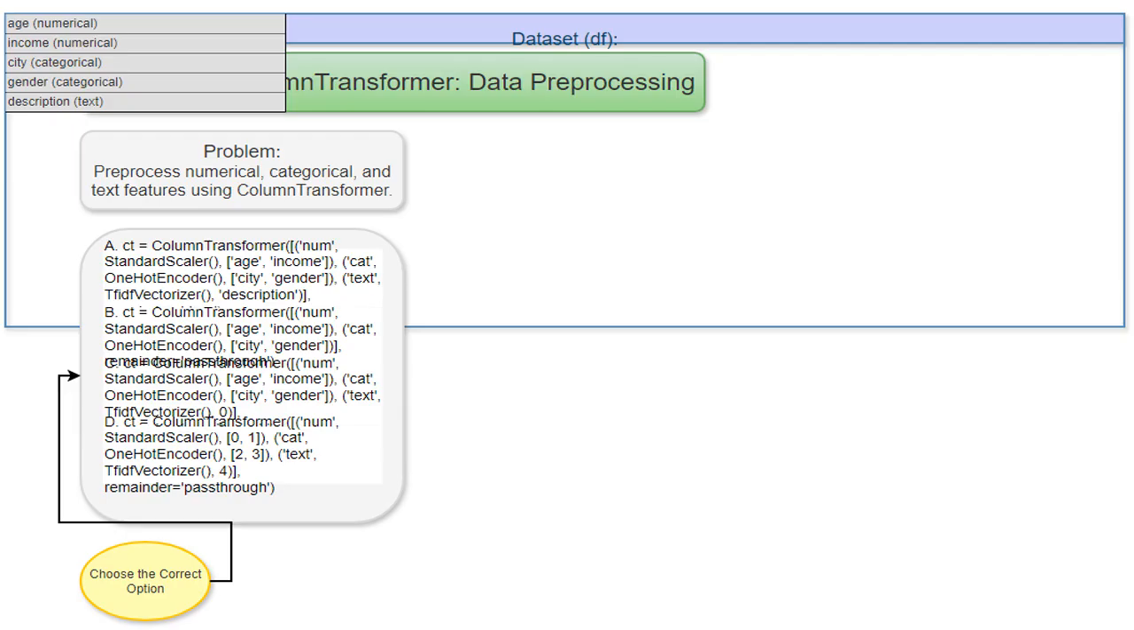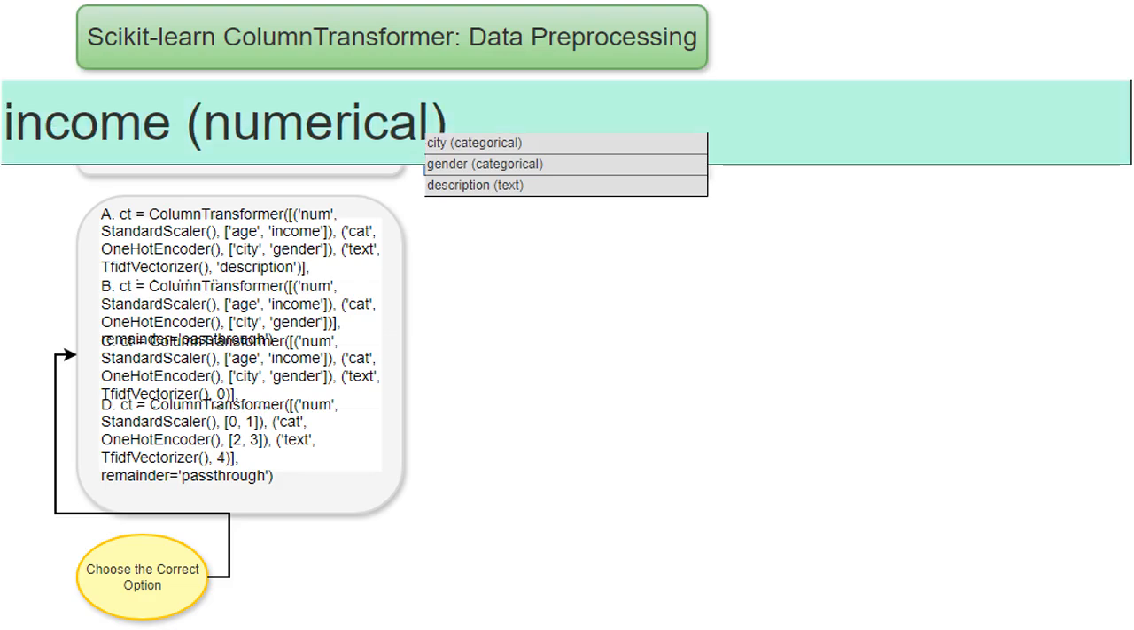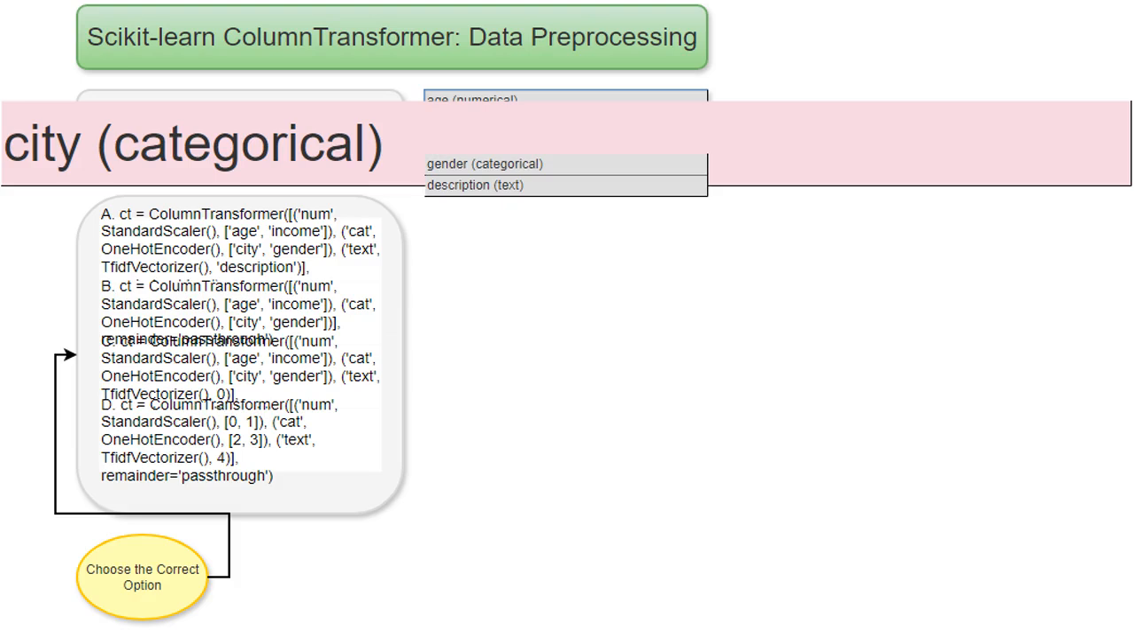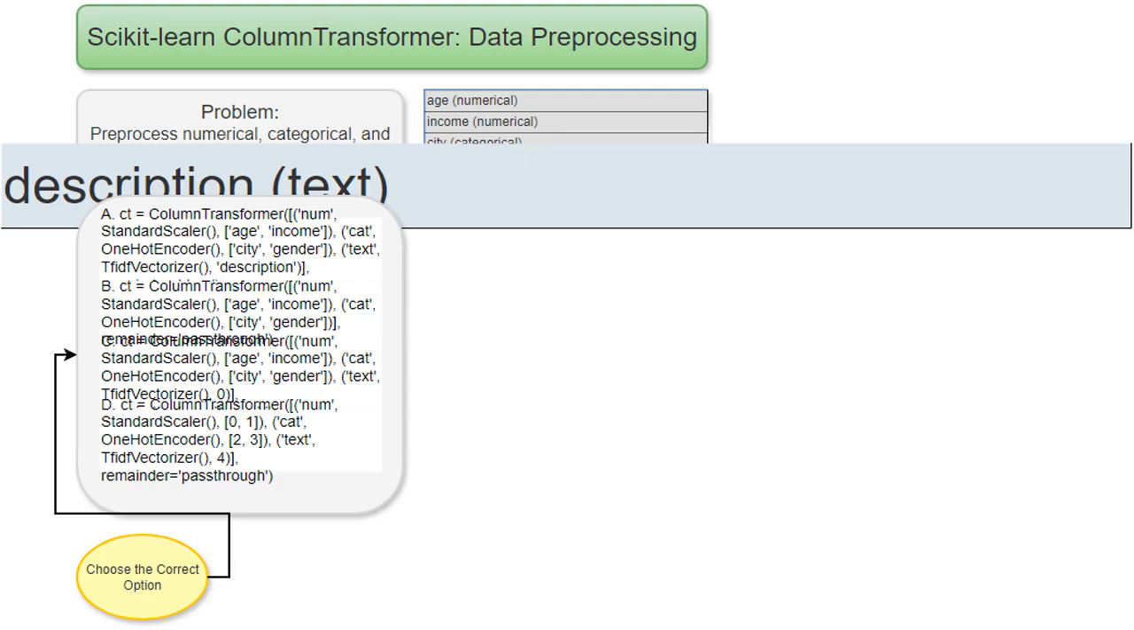This is my dataset. It's a pandas data frame called DF. This column holds numerical data representing age. This column contains numerical income data. This column contains categorical data representing city. This column holds categorical data on gender. This column contains textual descriptions.